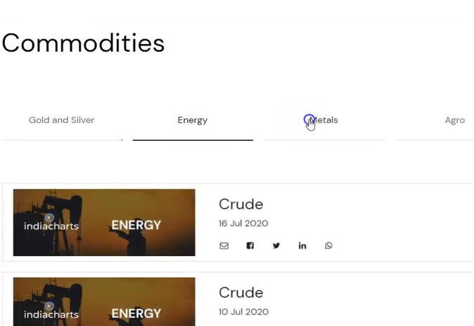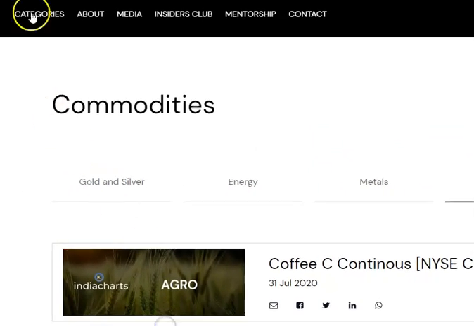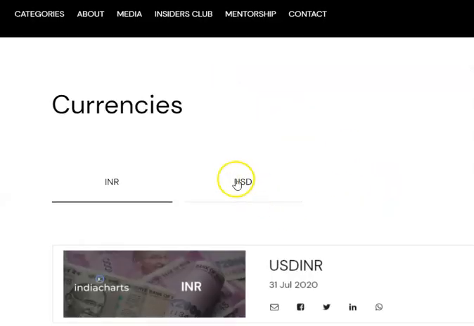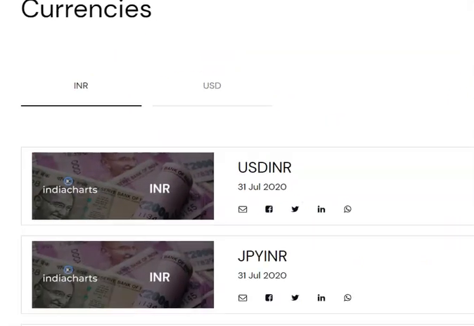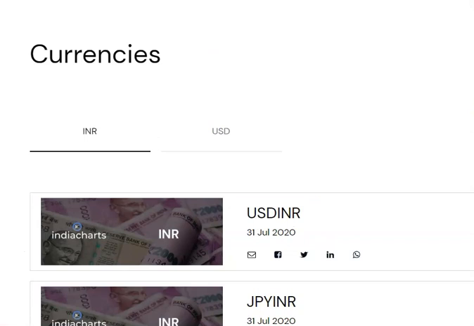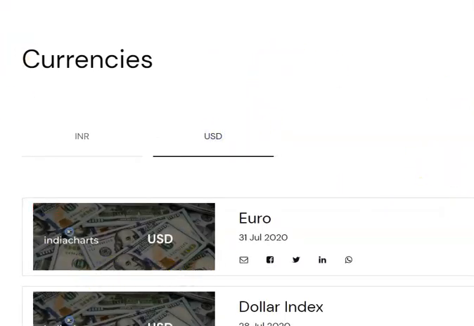So you can simply move to each tab and look at the updates that are being published under each of them. We have the currency outlook segregated between INR pairs and USD pairs. So when you go into INR pairs, you'll find everything from Euro INR, USD INR to JPY INR and all the other USD pairs under the USD pair section.